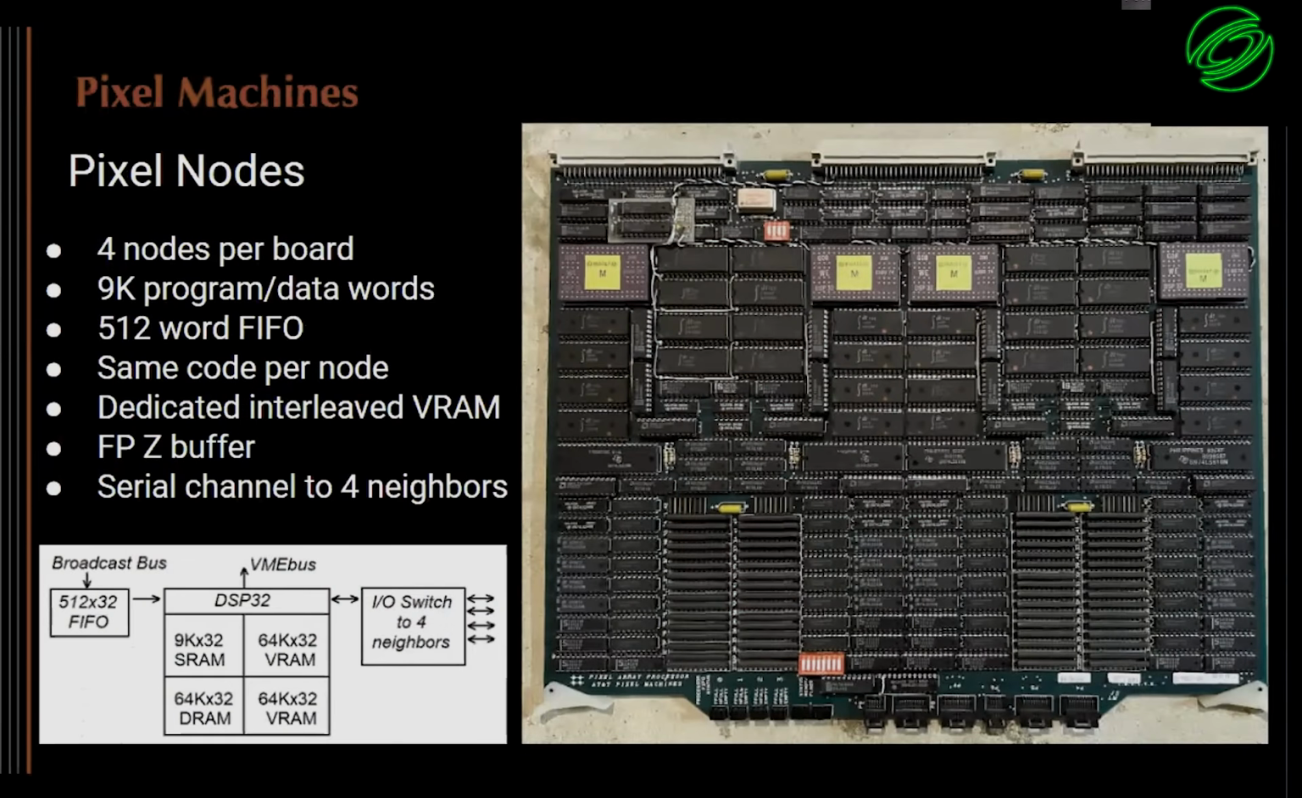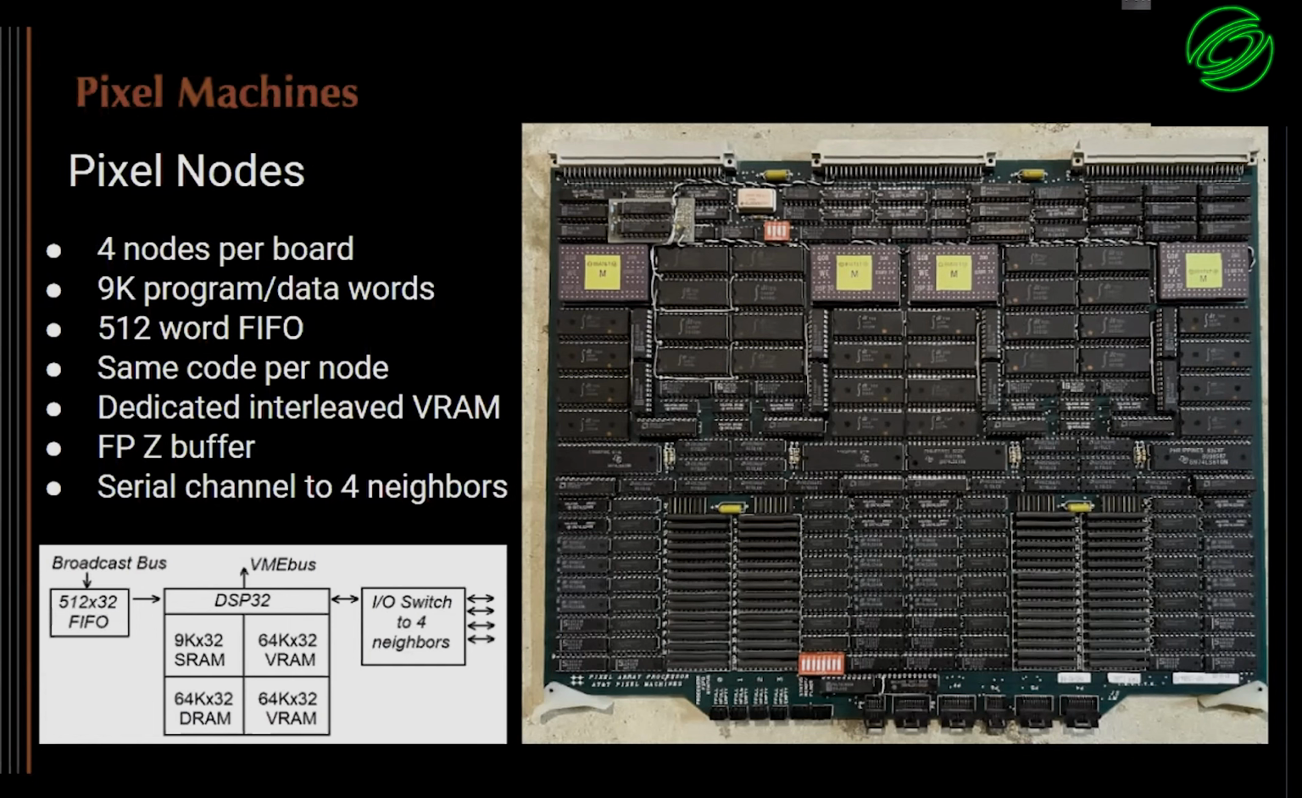So this is one of the pixel boards. Again, you have 4 pixel nodes across the top there, with the same 9K program and data words. The big difference here is that there was a whole lot of VRAM and a whole lot of DRAM. When we were doing our GL style rendering, we would use the DRAM for a 32-bit floating point Z buffer, which again was kind of revolutionary at the time.